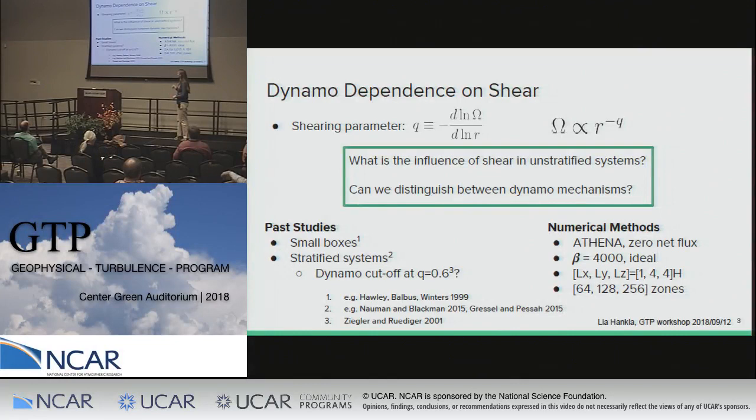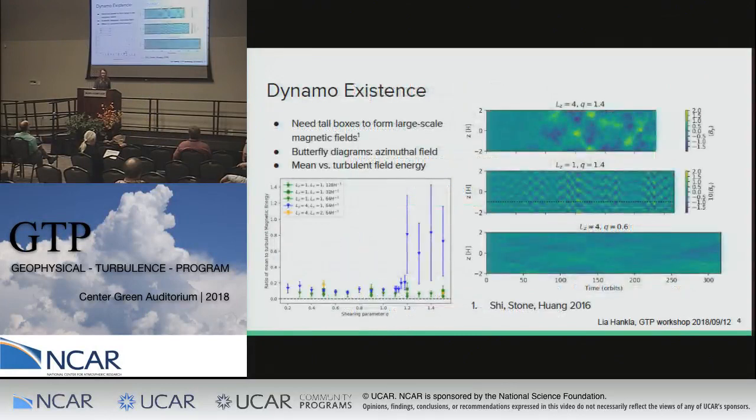But people looking at unstratified systems have, in the past, often used small boxes, so a vertical height that's the same size as the length in the radial direction. And that's important because there was a paper in 2016 by Stone and Huang saying basically that if your box size is too short in the vertical direction, then maybe you're cutting off the dynamo somehow. And so that's really what got me started on this.